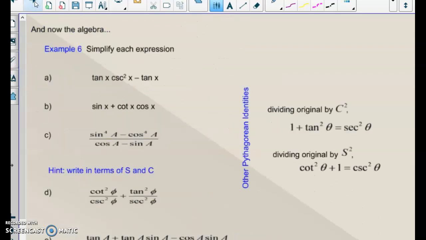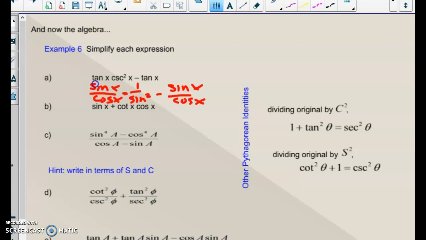So, what we're going to do is some simplifying with this. One of the first methods that I'm going to teach you is to change everything into sine and cosine. So I'm going to say this is the sine of x divided by the cosine of x. Notice I'm not using any shortcuts yet. And this is 1 over the sine squared minus sine over the cosine.